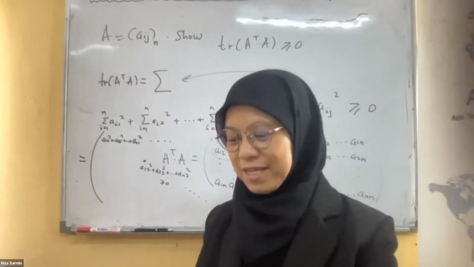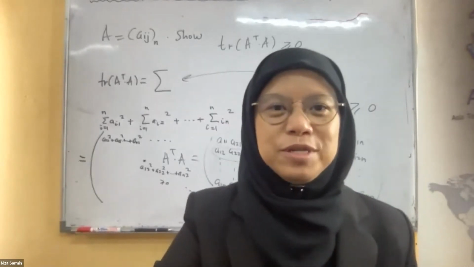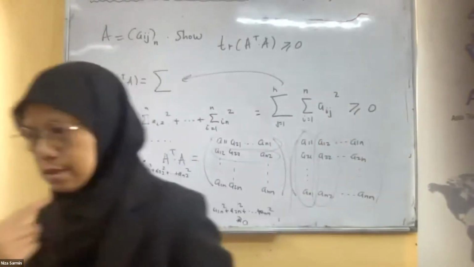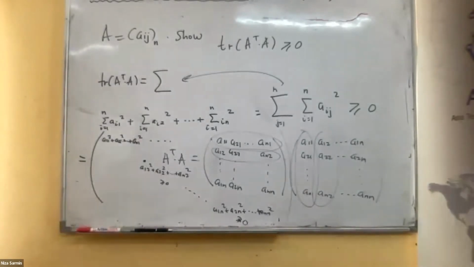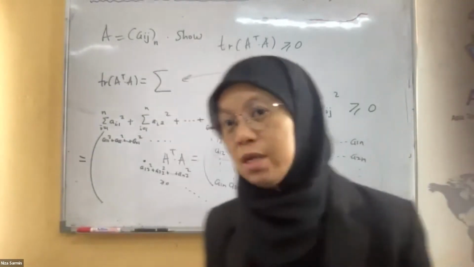If a square matrix has a 0 column, then the determinant is 0. That is the question, right? Okay. How to write the answer? Because you cannot show in specific, you have to show in general.